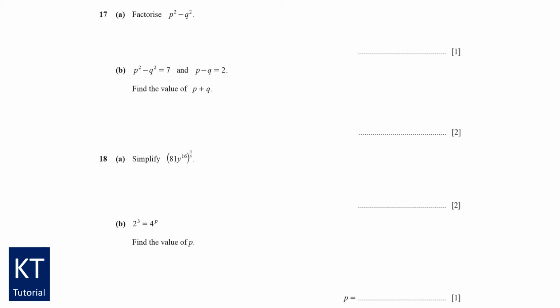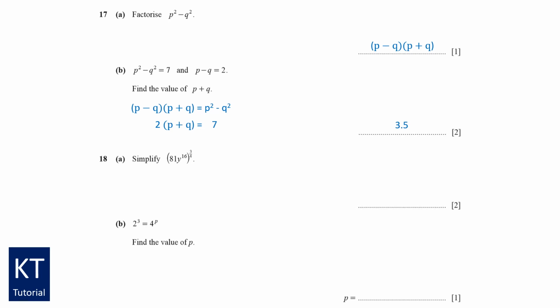Question 17 requires us to factorize p squared minus q squared. Its factors are p minus q and p plus q. Next, if p squared minus q squared is 7 and p minus q is 2, find the value of p plus q. p plus q is the division of 7 by 2.